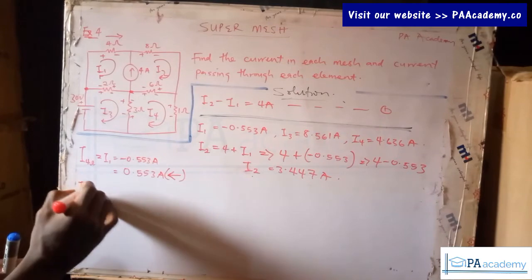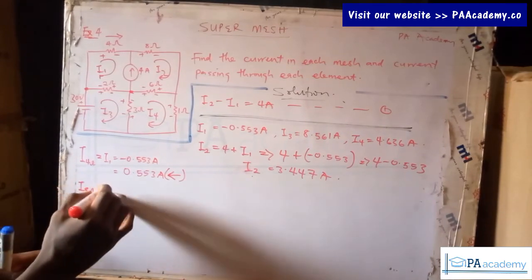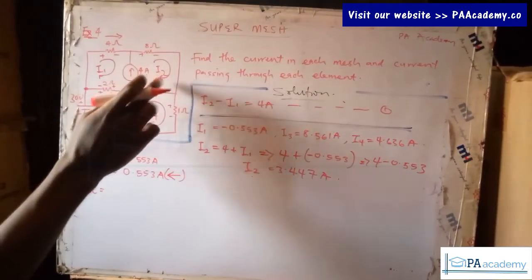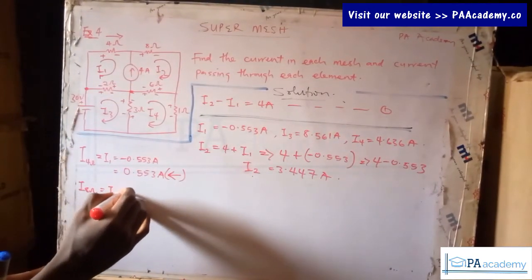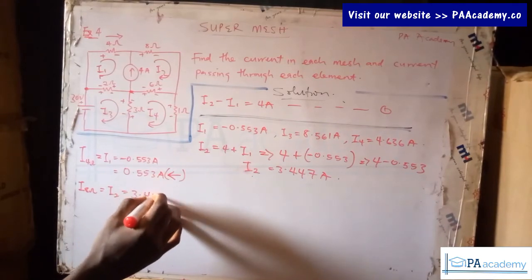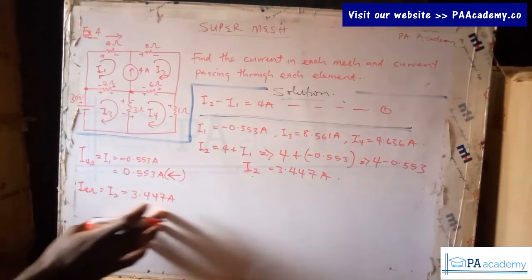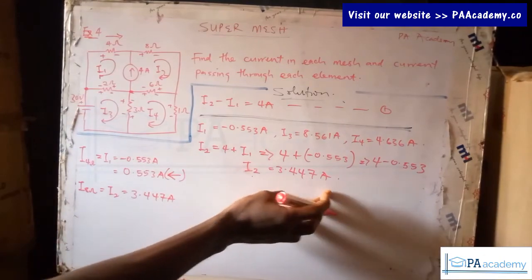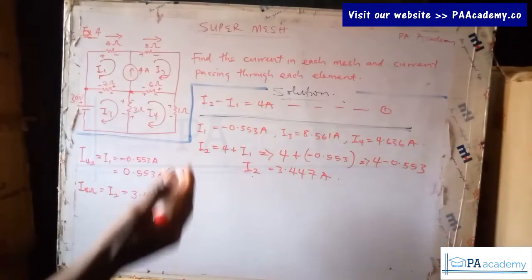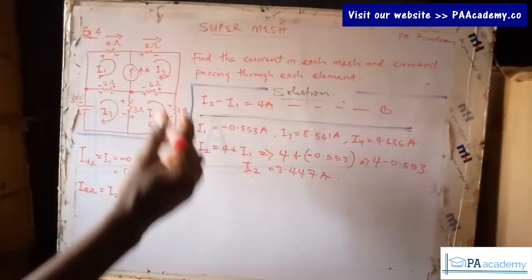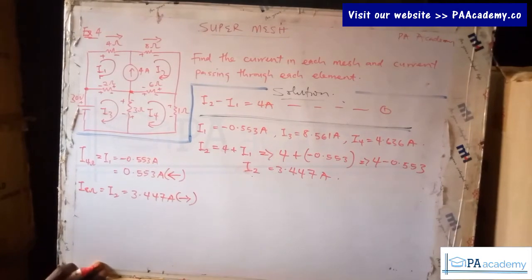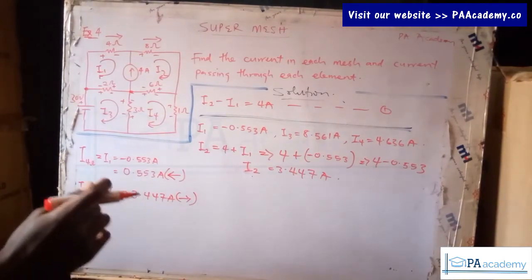The current flowing through the 8 ohm resistor. There is only one current flowing through this 8 ohm resistor, and that is I2. The current flowing through it is 3.447 amperes. You can see that this is a positive answer. That means the direction we assumed here, which is like this, is actually the direction the current is flowing. So that's why it's positive.